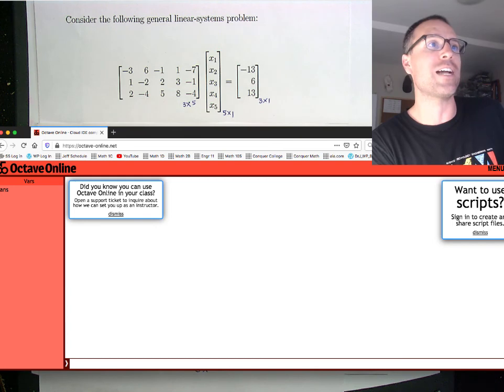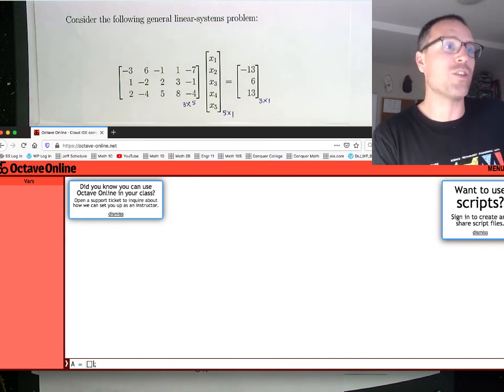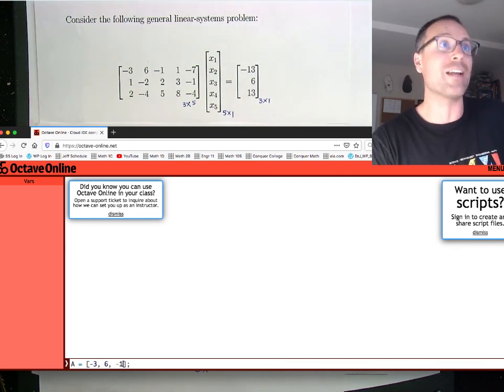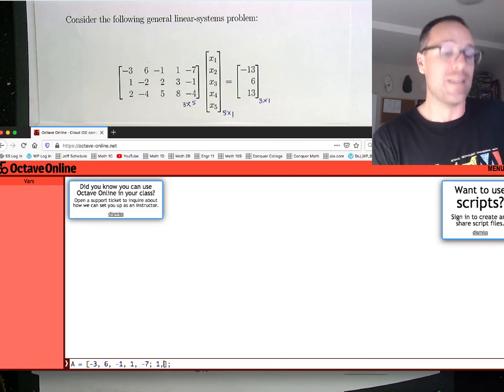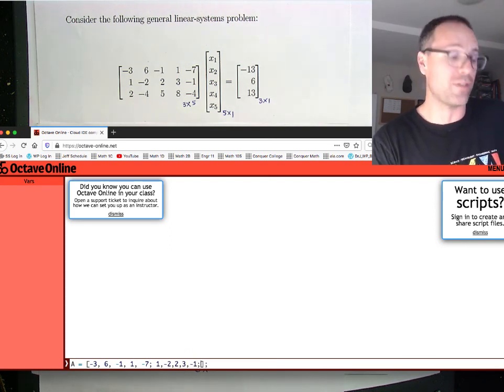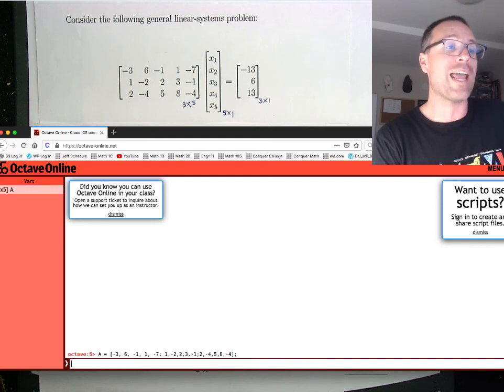I'm going to go ahead and clear the entire screen, which is clc. I'm also going to clear memory, which is kind of unnecessary. Let's go ahead and define A. A is going to be the matrix -3, 6, -1, 1, -7. Semicolon gets me down to the next row. Row 2 is going to be 1, -2, 2, 3, -1. Semicolon drops me down to the next row: 2, -4, 5, 8, -4, and that should be the matrix A.